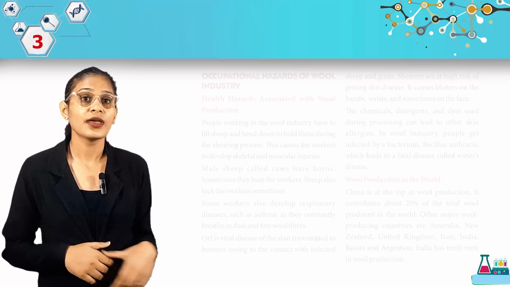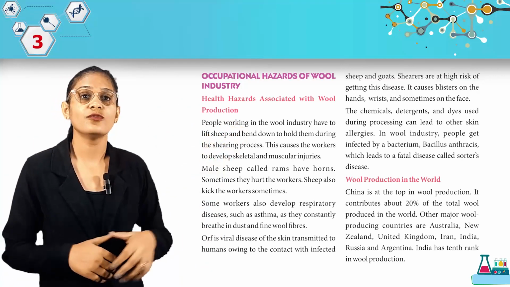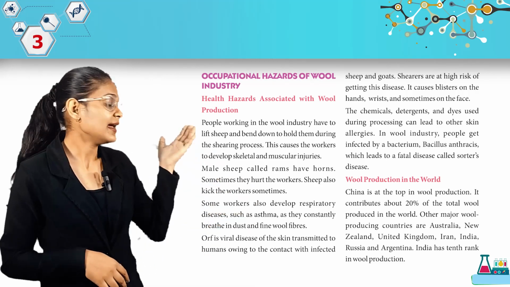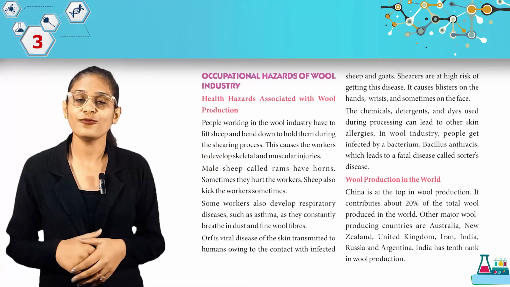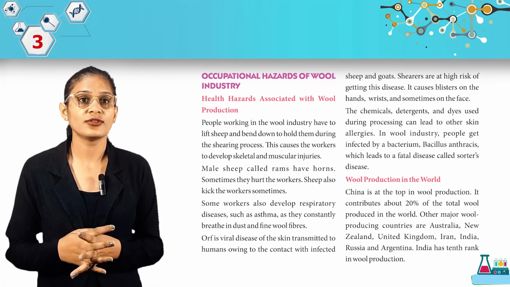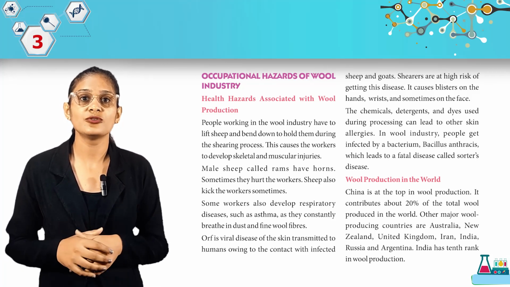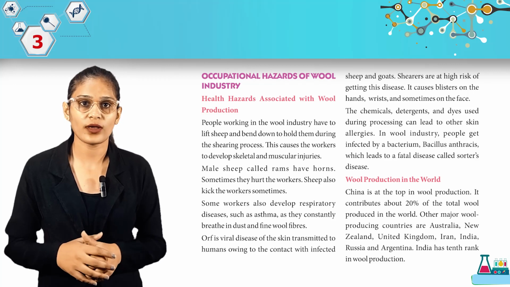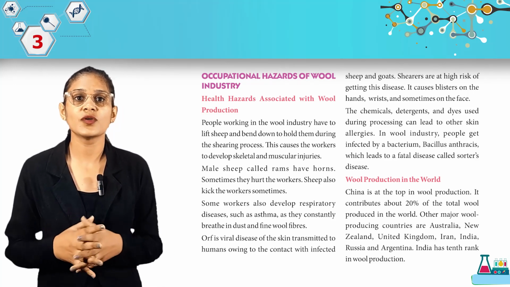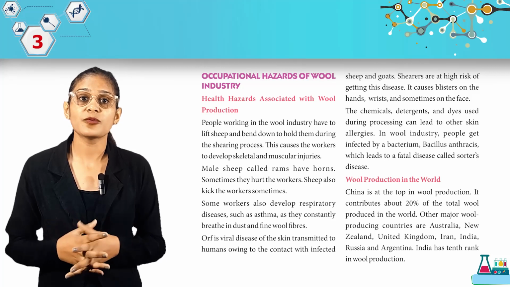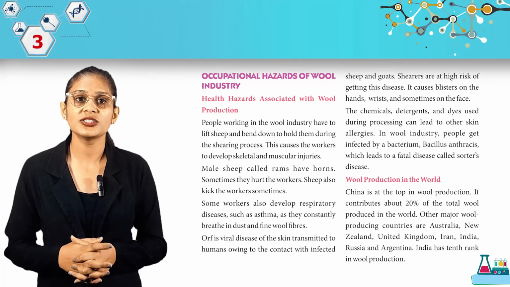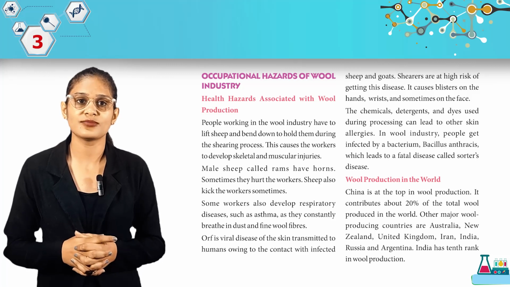Here we have occupational hazards of the wool industry. Health hazards. First we have health hazards associated with wool production. People working in the wool industry have to lift sheep and bend down to hold them during the shearing process. This causes the workers to develop skeletal and muscular injuries. Male sheep called rams have horns. Sometimes they hurt the workers. Sheep also kick the workers sometimes.